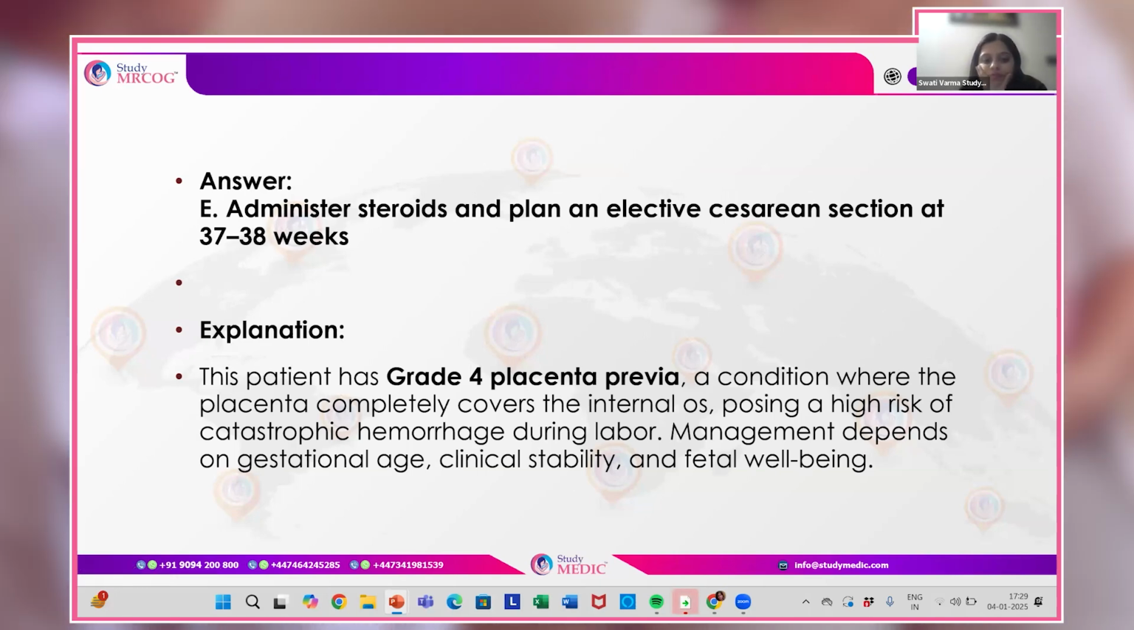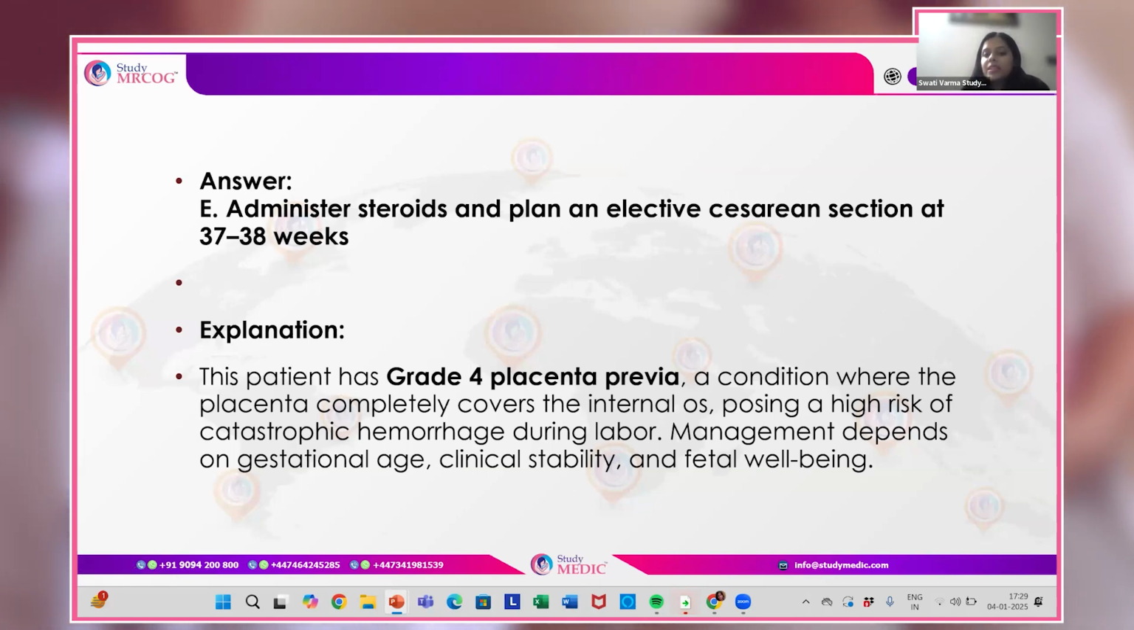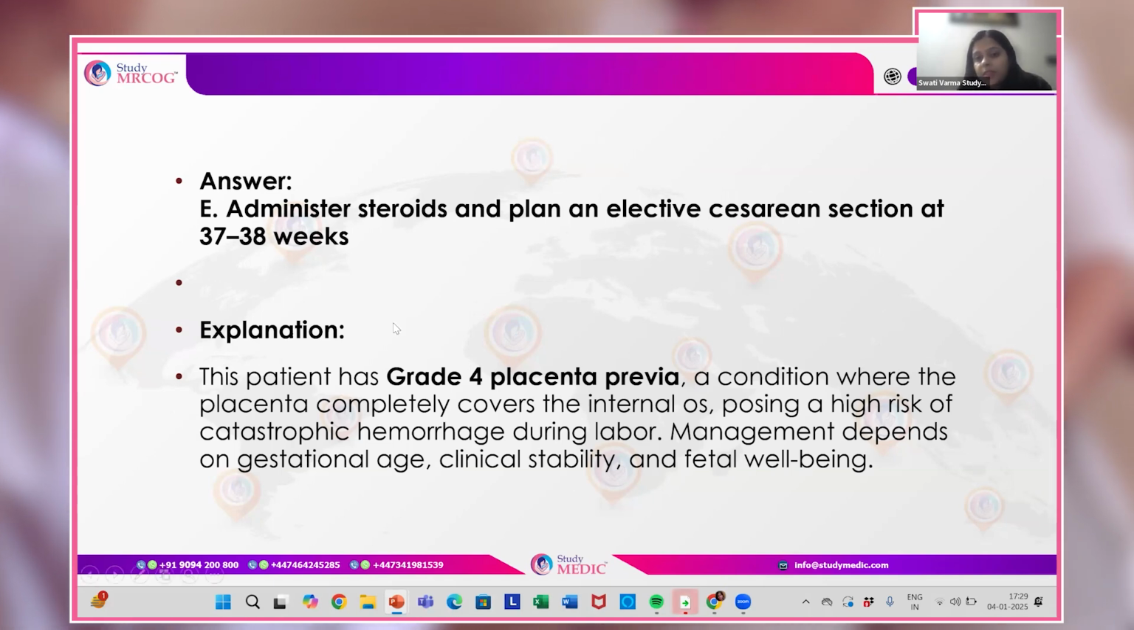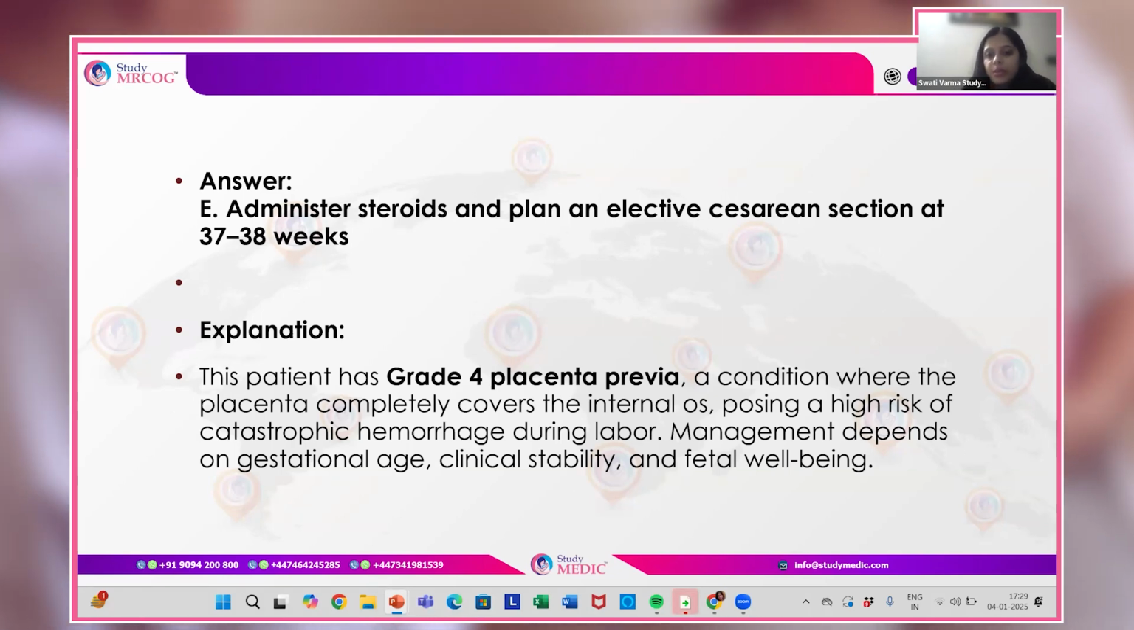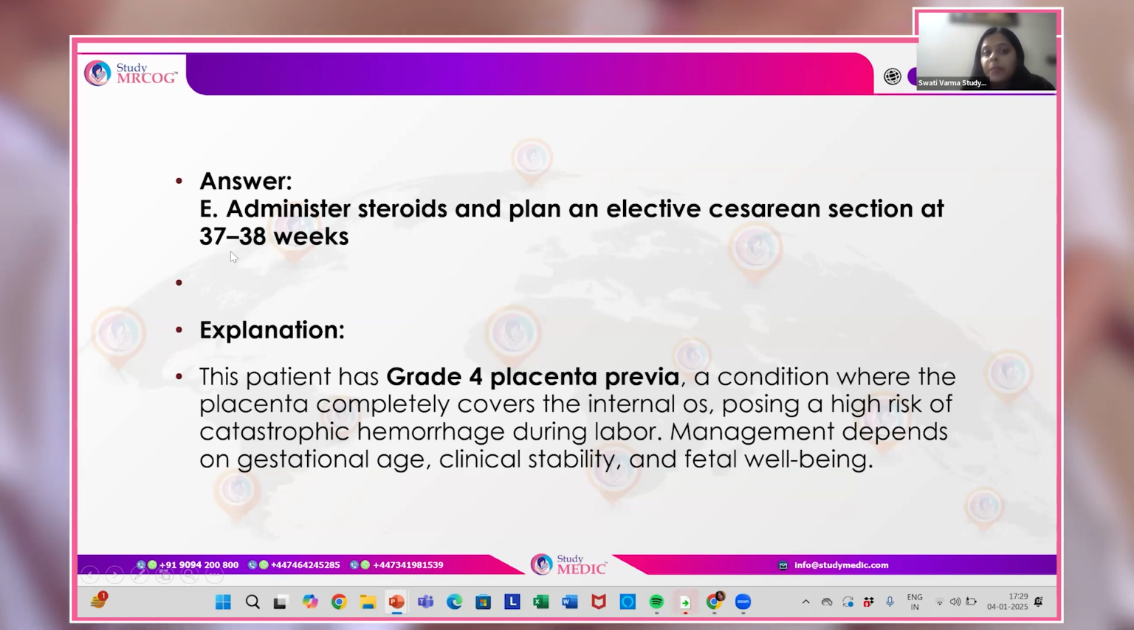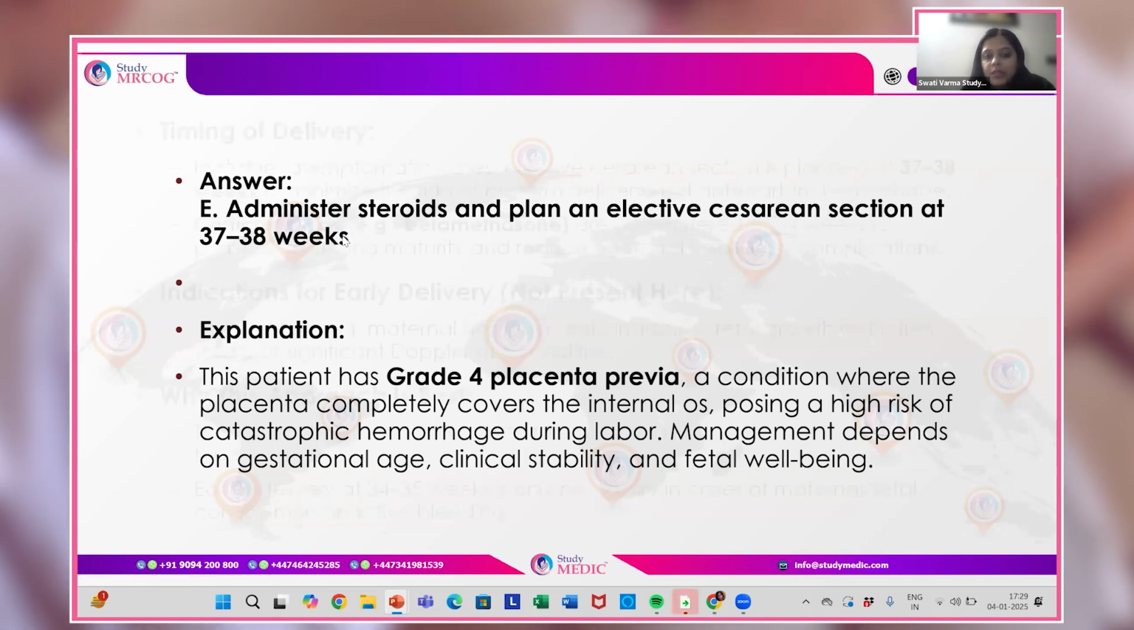So through these two questions, we basically come to know about the timing of delivery. Multidisciplinary input, you should remember. Administering steroids, you should remember. Multidisciplinary input, especially in accreta cases. Steroids in both accreta cases and placenta previa cases. The timing of delivery is very important. Please keep in mind 34 to 36 weeks there and 37 to 38 weeks here.